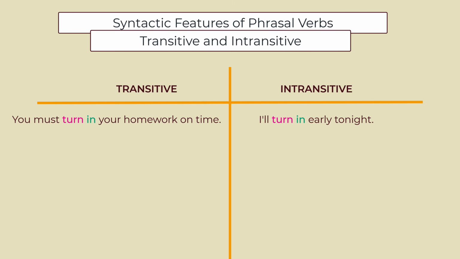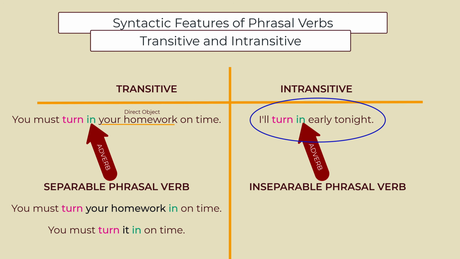Some phrasal verbs may be both transitive and intransitive, depending on the context expressed. So for example, turn in. I'll turn in early tonight. Or, you must turn in your homework on time. In the first example, I'll turn in early, you have an example of an intransitive phrasal verb. In the second one, you must turn in your homework on time, you have a transitive phrasal verb.